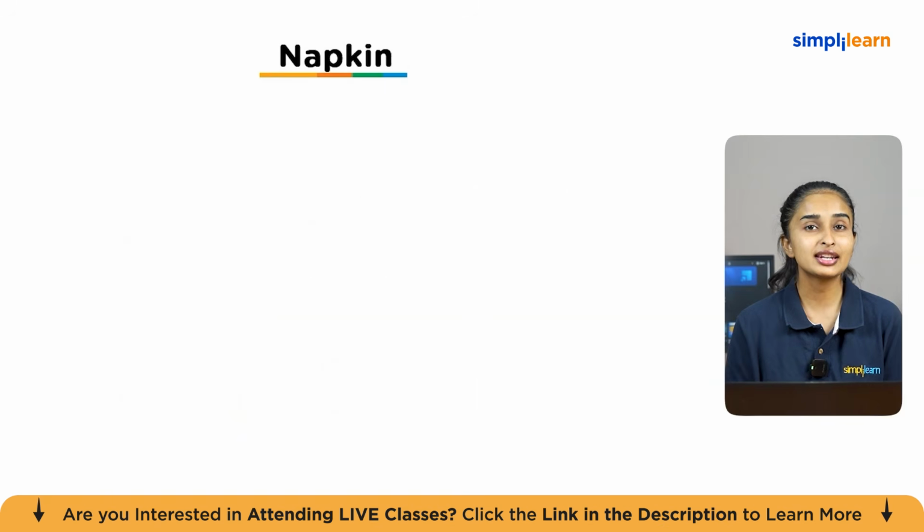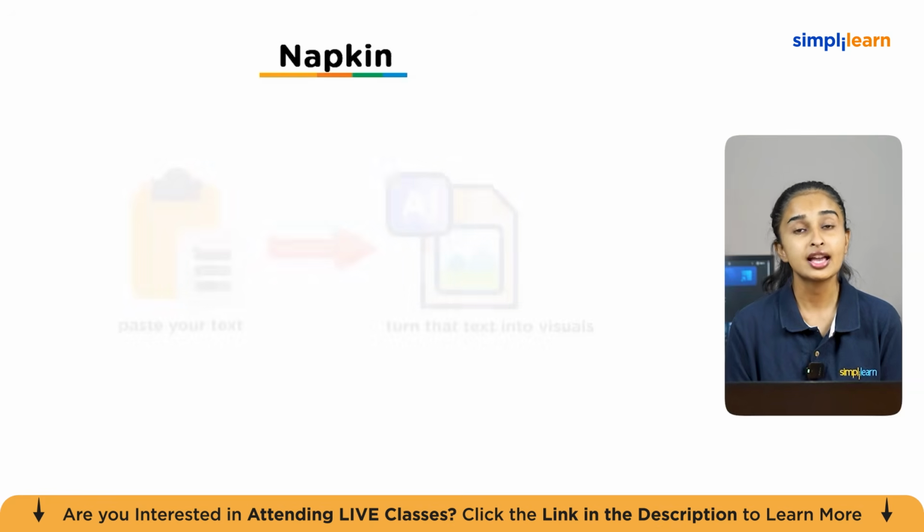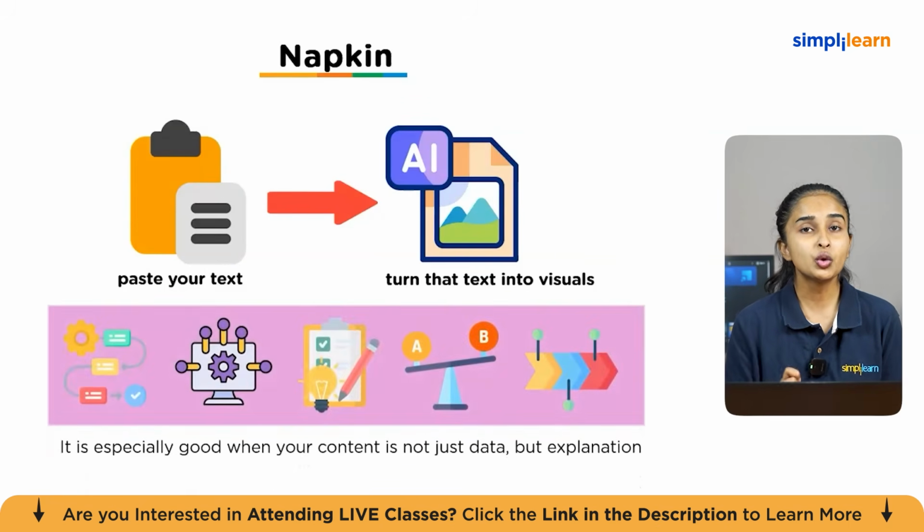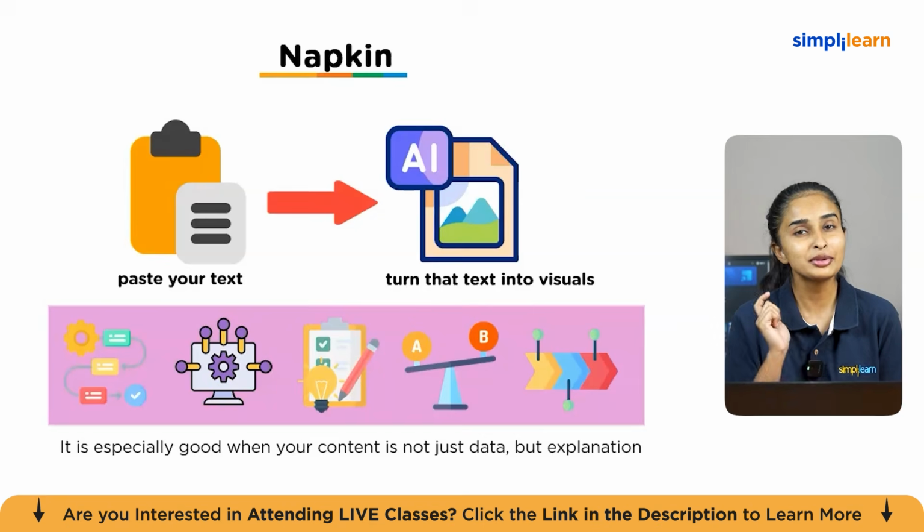Now let's look at Napkin, and this one is a little different from the others. Napkin is designed around a very simple idea. You paste your text and it helps turn that text into visuals. And it's especially good when your content is not just data but an explanation. So for example, if you want to explain a process, a framework, a list of ideas, a comparison, or a flow of something step by step, Napkin can be very helpful.